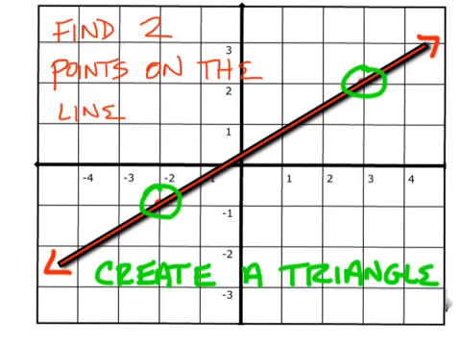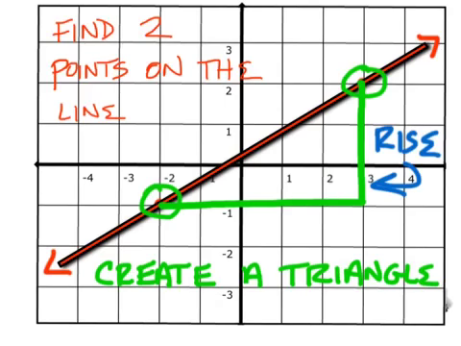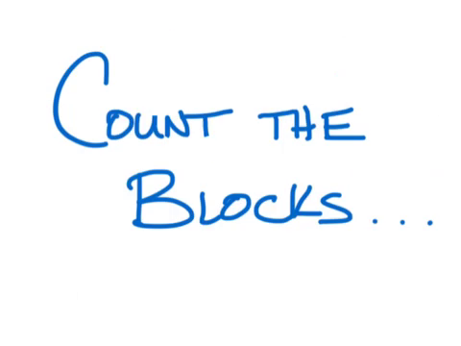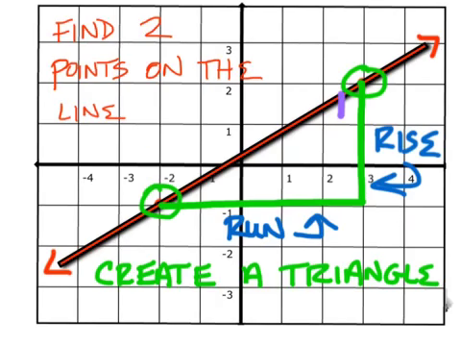Create a triangle from that line and those 2 points that were given. There is your triangle. It is a right triangle. Now the rise goes up and down on the triangle. The run is left to right on the triangle. Count the number of blocks on either side.